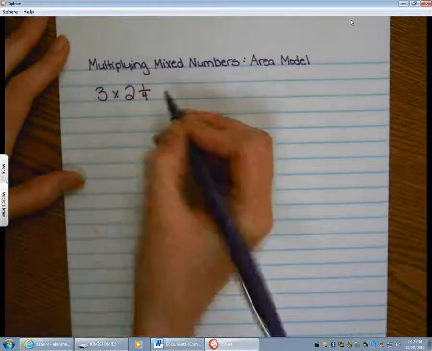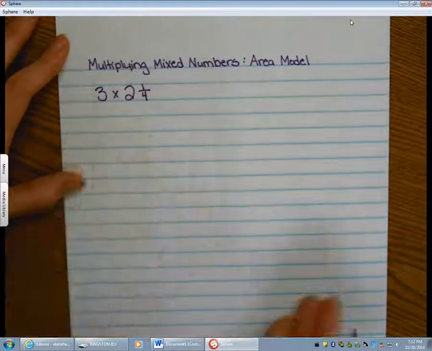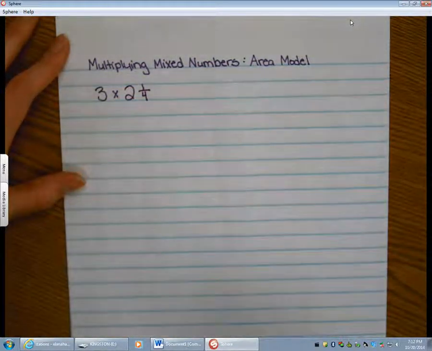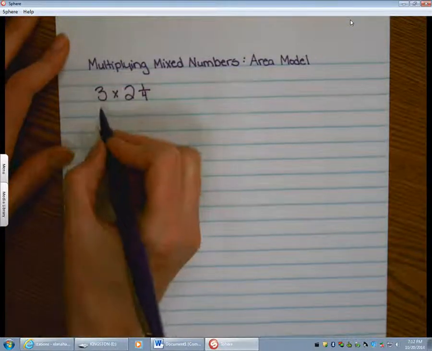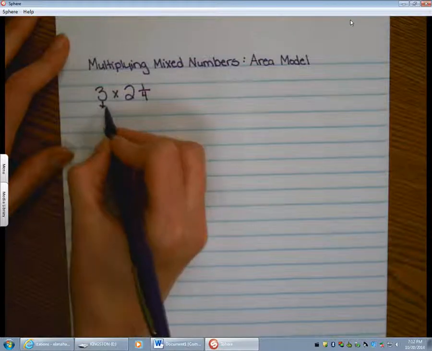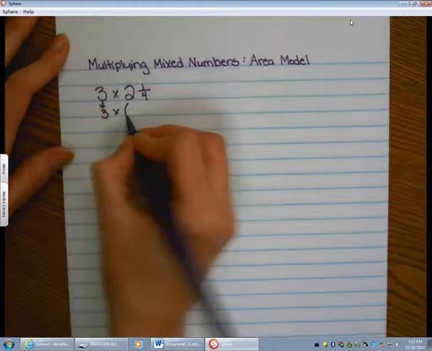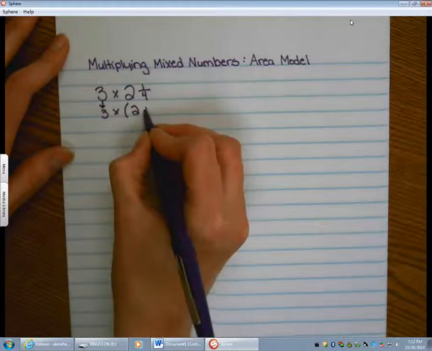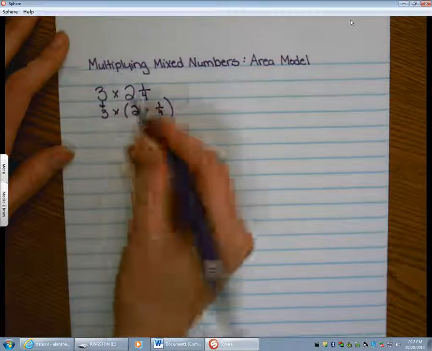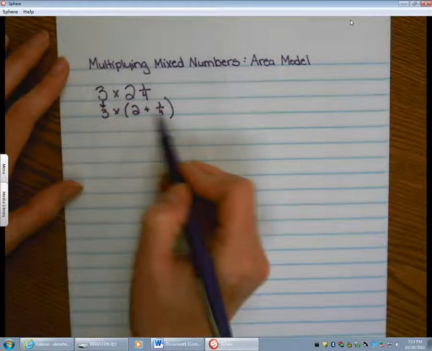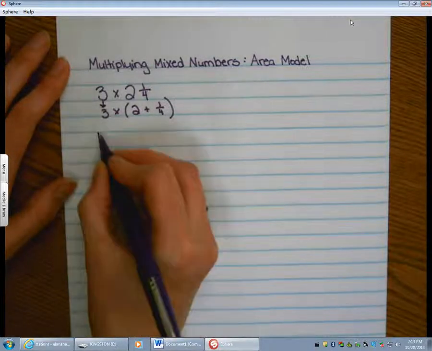And again, as usual, I'm hoping that you have a lined sheet of paper and you're writing these examples down, both to refer back to and to get this process into your memory. So the first thing I want to realize is that I can look at this whole number 3, of course it's 3, but I'm multiplying 3 times 2 plus 1/4. I want to be able to look at this mixed number and separate it into the whole number and the fractional part. I'm going to use that information to make my area model.